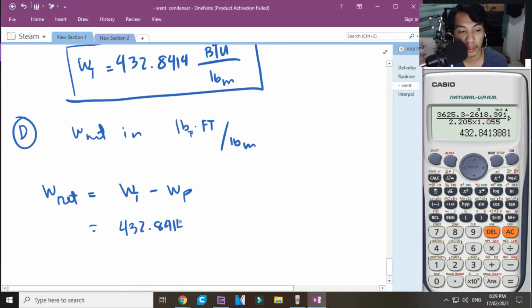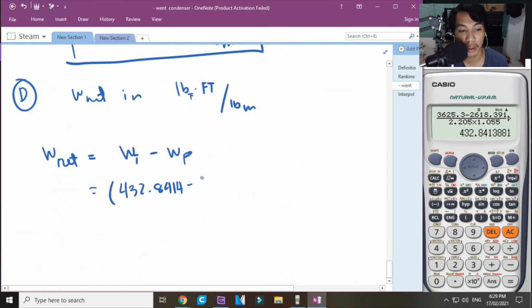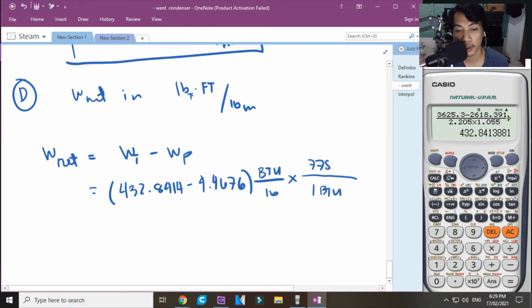432.8414 minus the work of a pump. I think that is 4.4676. Ano yan? BTU per pound. Ngayon, ang hahanapin natin dito, ilang BTU per foot pound? Ngayon 1 BTU is equal to 778 feet pound.